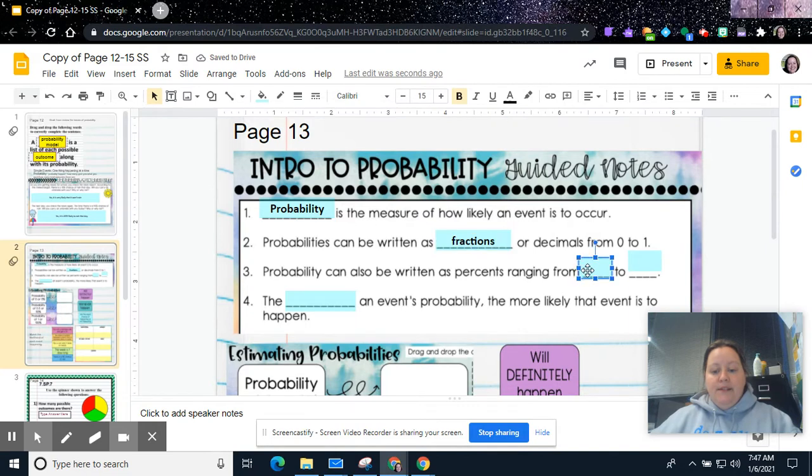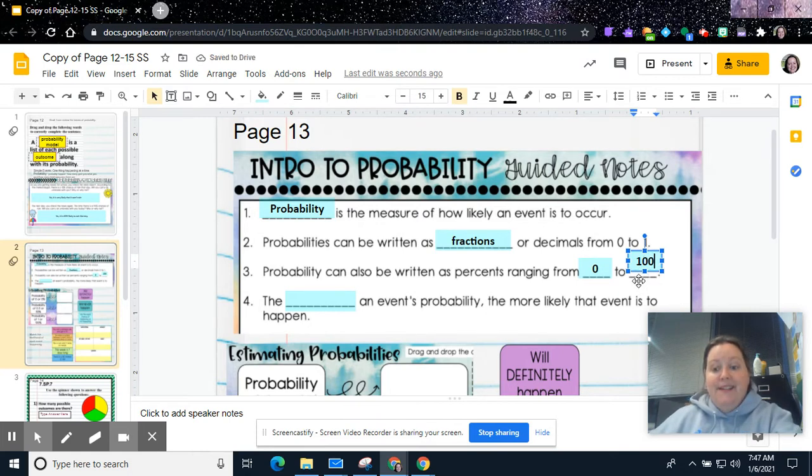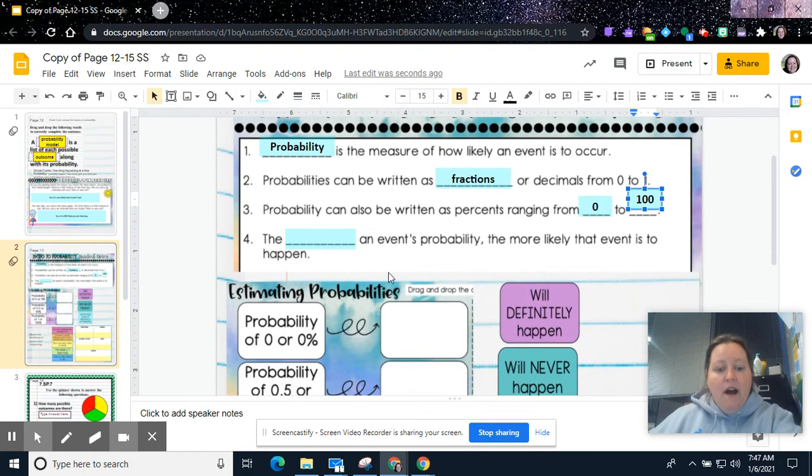It can also be written as a percent ranging from 0, which means it's not ever going to happen, to 100%, which means it's going to happen. It's a 100% chance that I'm at school today. It's happening. I'm here. It's a 0% chance that you are here when I'm making the video because it's a Wednesday. The blank of an event's probability, the more likely the event is to happen. The higher, sorry about the bell, the higher an event's probability, the more likely it is to happen.